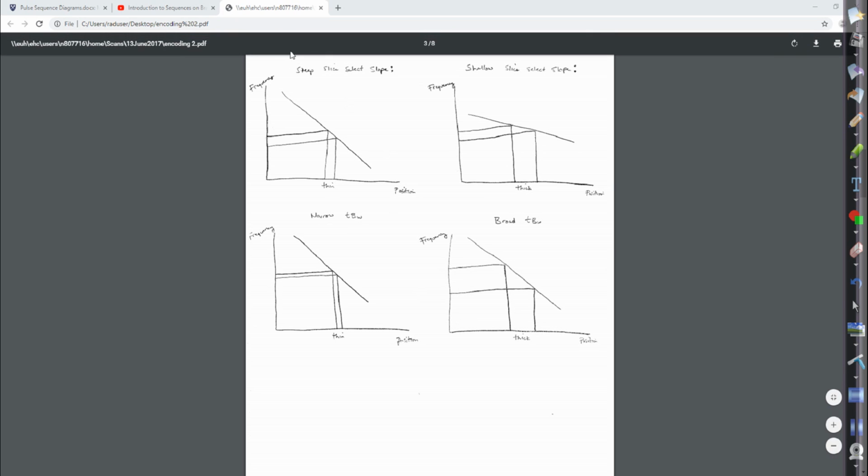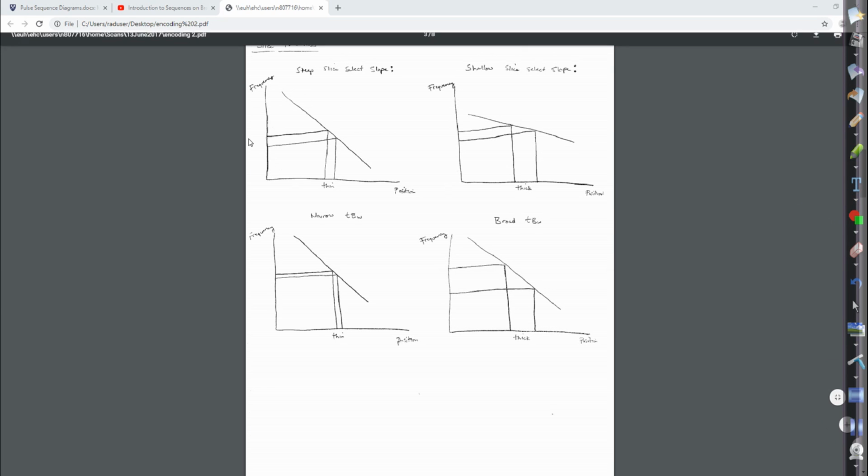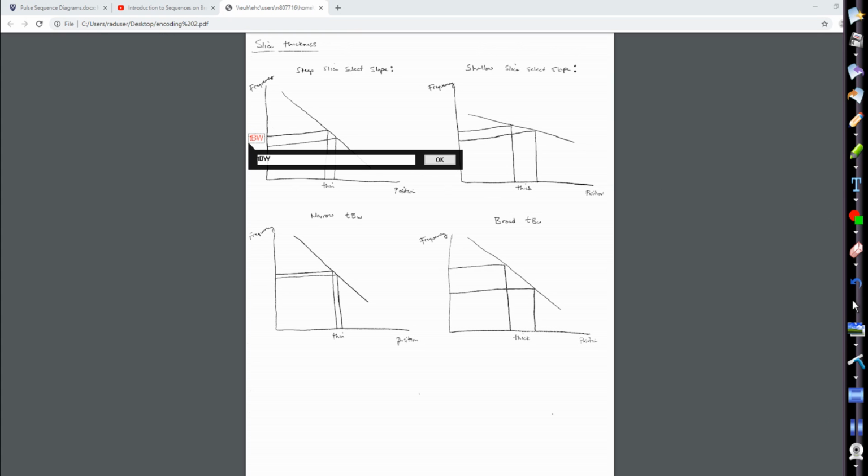So this is slice thickness. This is your slice select slope right here. So in this top half right here, our transmit bandwidth stays the same. You can see here we have the same range of frequencies that we're going to excite. The only thing that's changed is our slice select slope. So we've got a steeper slope here, and that's associated with a thinner slice. But then we have a shallower slice select slope, starting to flatten out, and that's associated with a thicker slice.